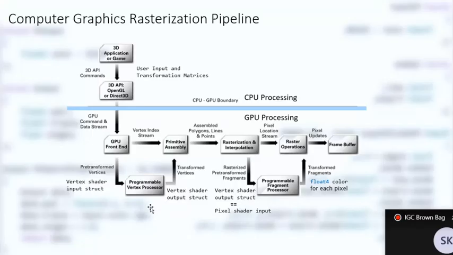So the vertex shader runs in the programmable vertex processor, and it operates on the vertices. It takes a vertex shader input struct, and it returns a vertex shader output struct. The pixel shader runs in the programmable fragment processor, and it operates on individual pixels. It takes the vertex shader output struct as the input into the pixel shader, and returns a float for color for each pixel. Both the vertex shader and the pixel shader have access to the user input data and transformation matrices, which are coming from the 3D application. More on that later.